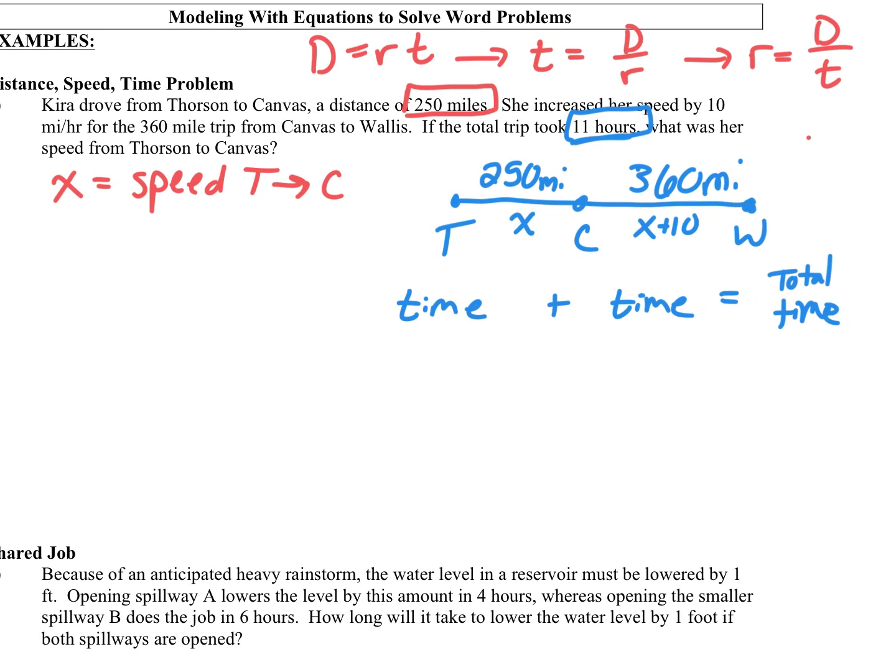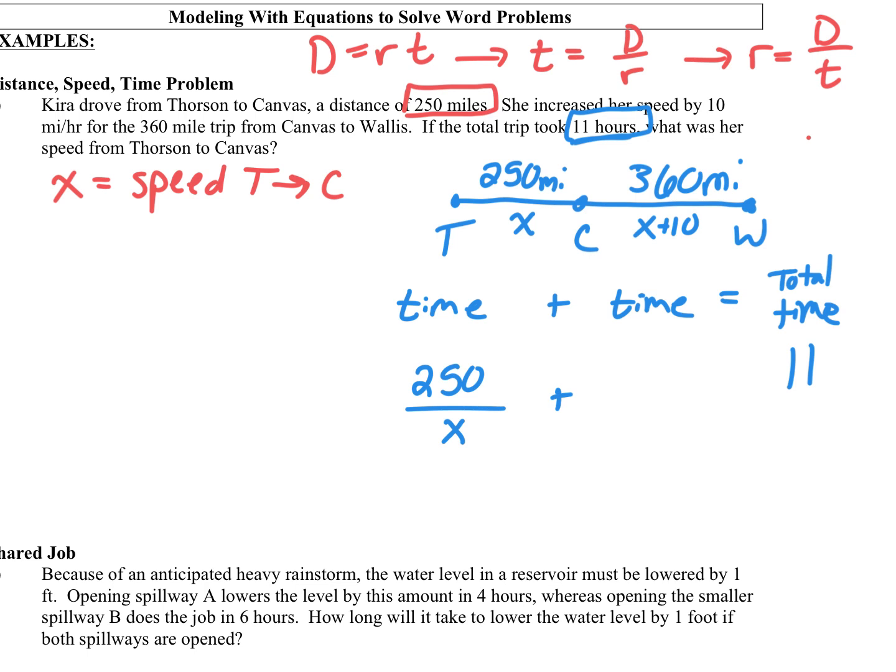So our total time is how long? 11 hours. So we know that we spent 11 hours driving total. Now if you wanted to find your time, like from Thorson to Canvas, if you look up above, time is equal to the distance divided by the rate. So our time from Thorson to Canvas is the distance of 250 miles divided by our rate, and the rate is X.